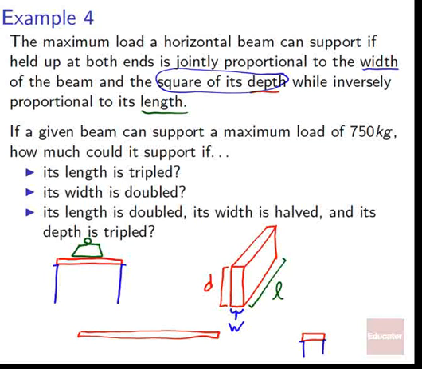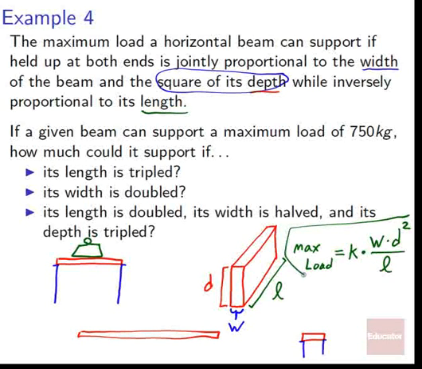So let's figure out how we can turn this into a formula in math. The maximum load is equal to, first thing we have to do, put in that proportionality constant, K. K times, jointly proportional to the width of the beam and the square of its depth, so times the depth squared, divided by, because it's inversely proportional to the length. So this gives us a formula for figuring out maximum load. We'd have to know what K is to be able to use this formula, but we've got a formula for doing that. All right, now let's continue with the problem and see if we can use that to figure out the rest of these questions.